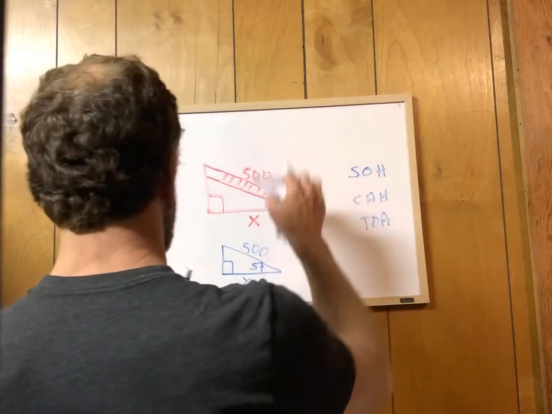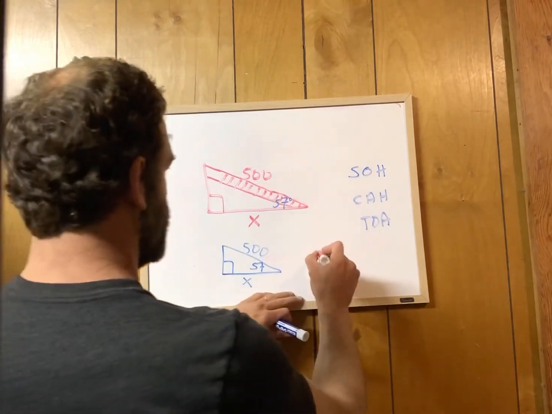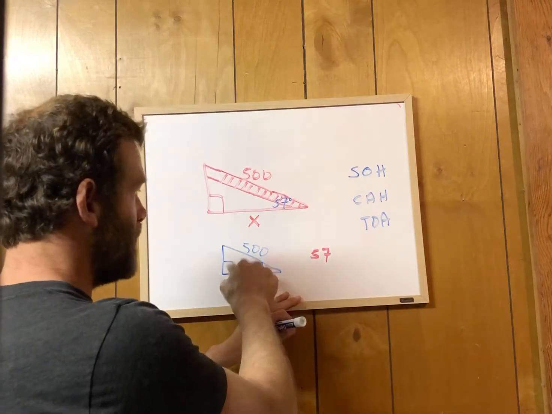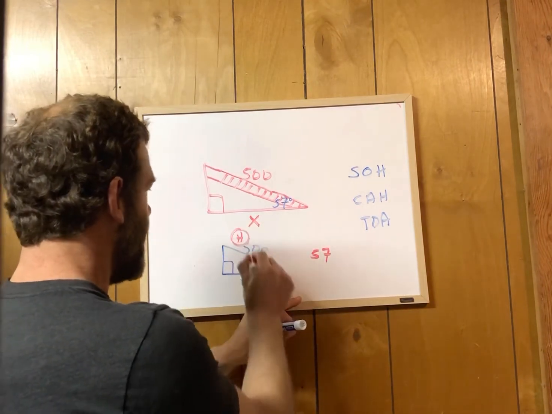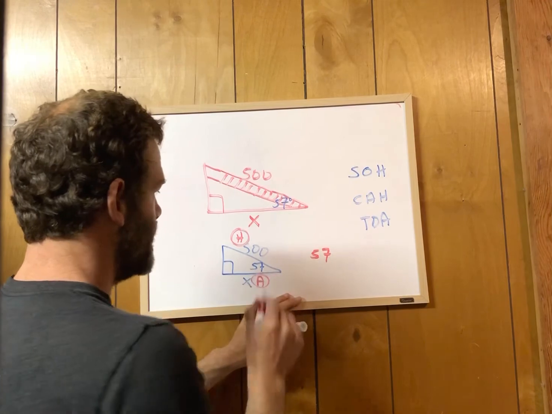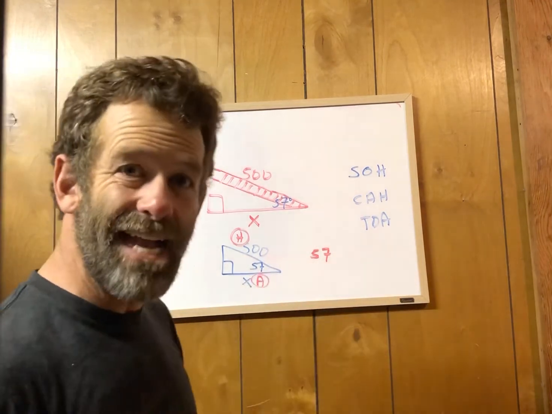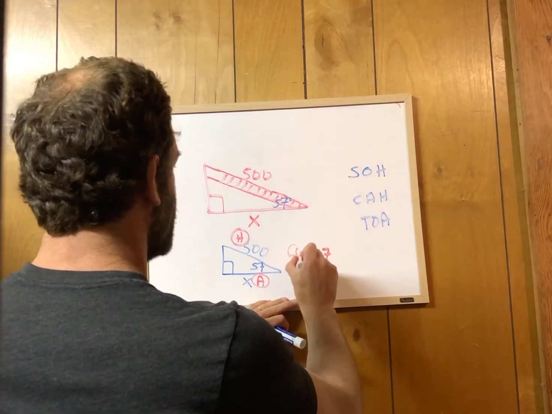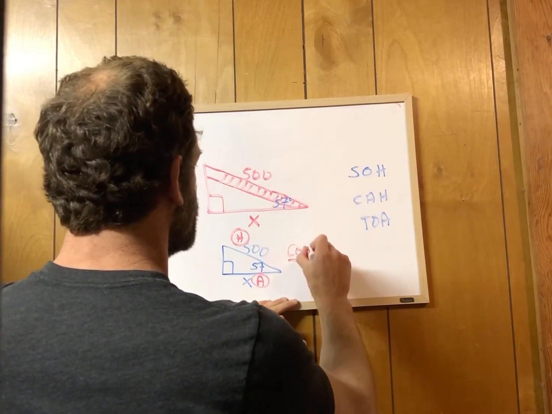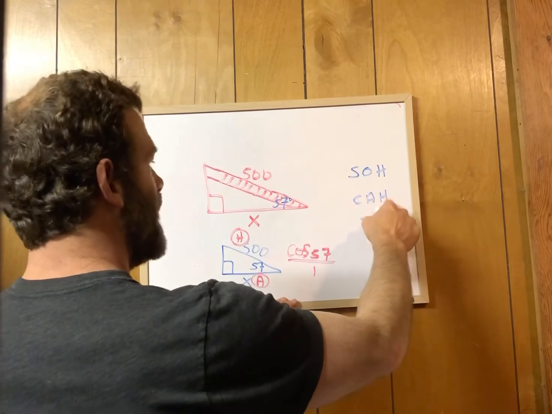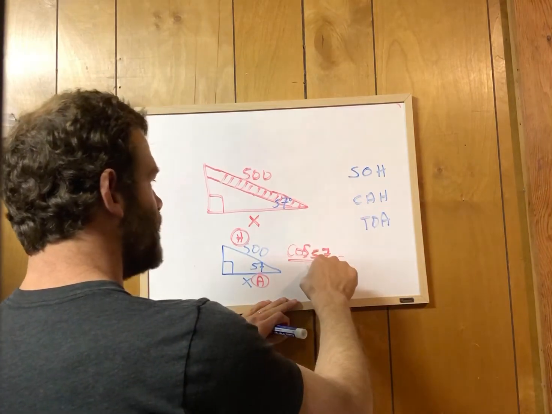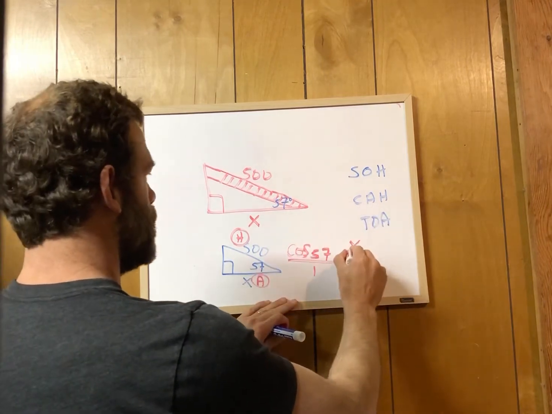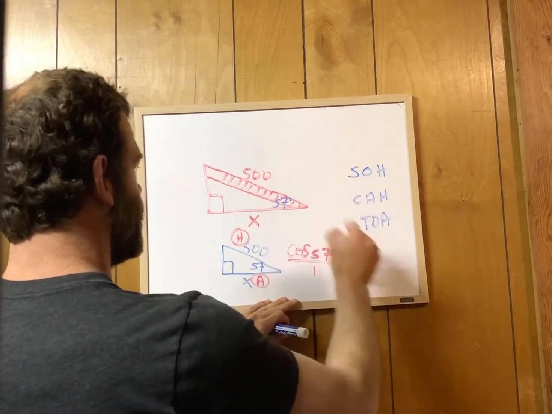Step number 1, write down the angle. Step number 2, from this angle, this is your hypotenuse, and this is your adjacent side, because adjacent means next to it, touches it. So cosine, and we're going to write that down. The reason why we are using cosine is because it has your adjacent and your hypotenuse. Cosine of 57 equals your adjacent, which is x, over your hypotenuse, which is 500.